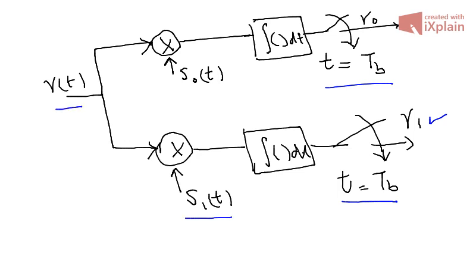So R0 is the measure of similarity of the received signal with S0 of t, and R1 is the measure of similarity of the received signal with S1 of t. So we will continue here. We will continue the signal correlator in the next video lecture.